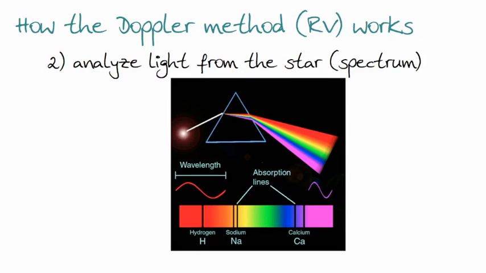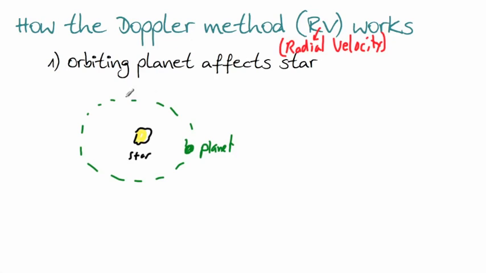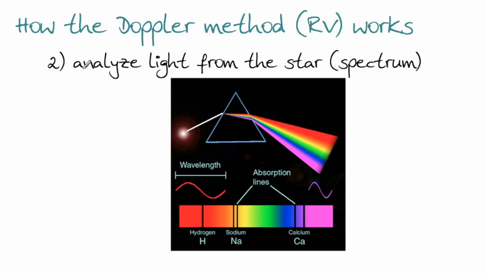So what do we do? Well, first of all, we know that the orbiting planet affects the star. And so what we do is we analyze the light from the star, or the spectrum. Now, this is a special kind of picture that scientists can take. So we take the light from the star, we essentially put it through a special kind of prism, and that breaks up the light into its component colors. Now, if you actually look at a spectrum, it really does look something like this.